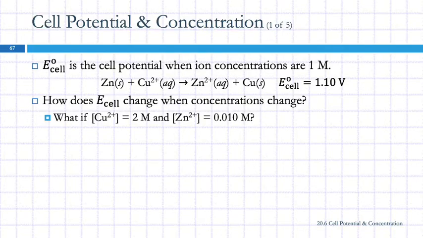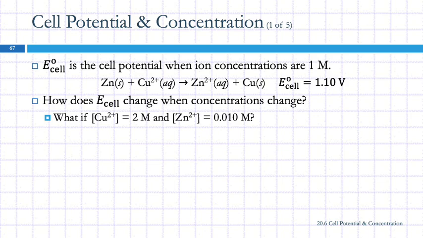Okay, cell potentials and concentration. So we've been talking about standard cell potentials, right? E with the 0 here. That's under standard conditions. That's where ion concentrations are 1 mole per liter. That's not always the case. But here we have zinc plus copper ions goes to zinc ions and copper, and the standard cell potential is 1.10 volts. What happens to the cell potential when the concentration changes?